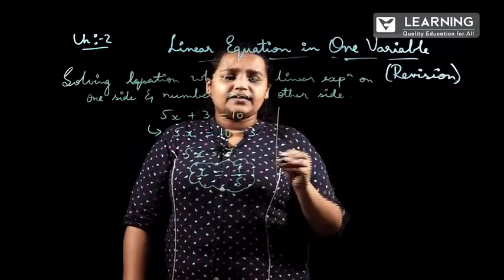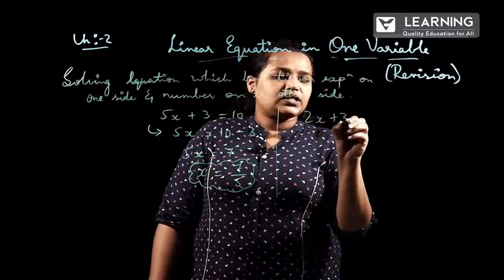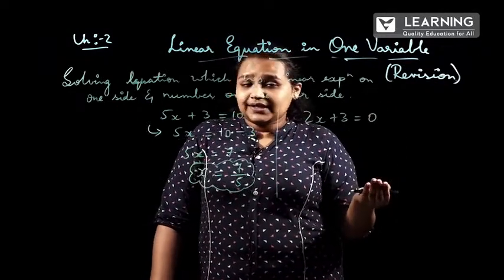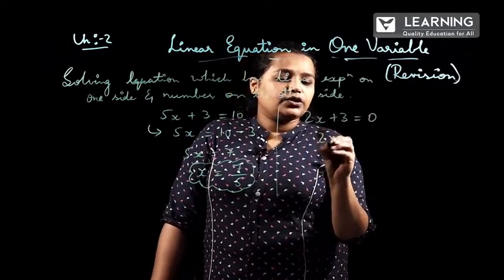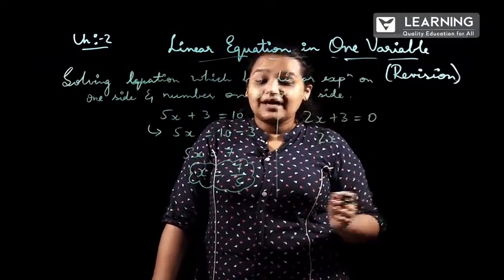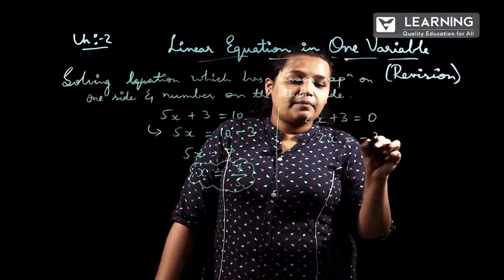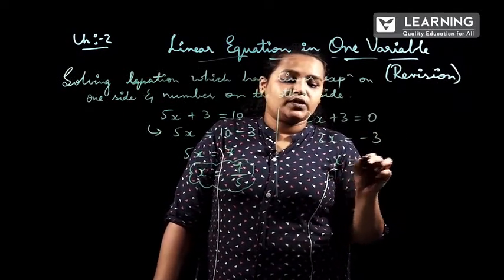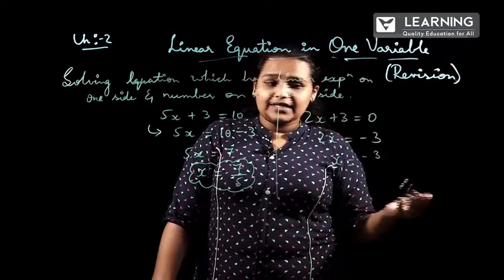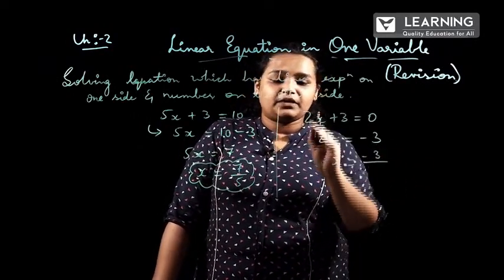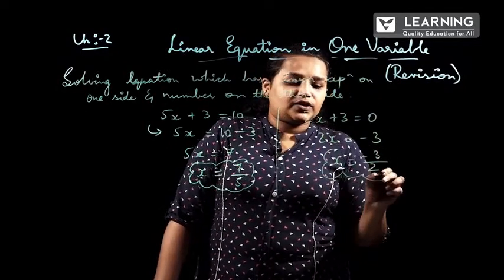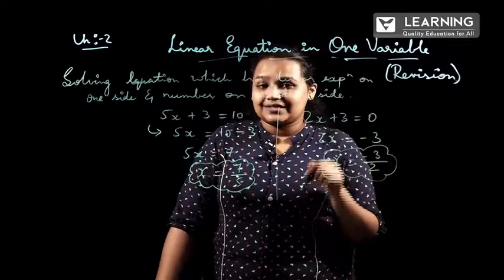So, let me take another example like 2x + 3 = 0. You will get equations like this also. So, what happens here? 3 will be moving to the other side. So, what happens? It will be -3, which is equal to -3. So, 2x will be equal to -3. Again, 2 will be shifted to the other side, that is RHS. So, multiplication will become division. So, that will be -3/2, that is the x value.